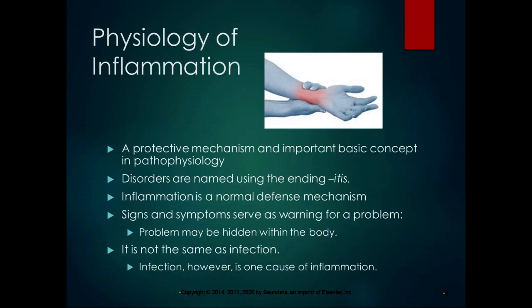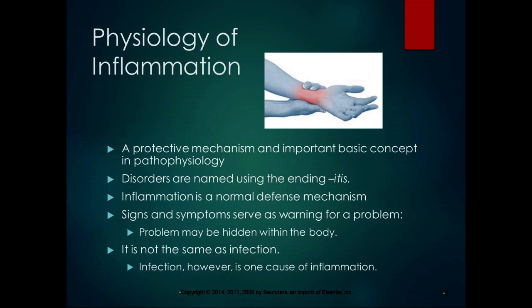Inflammation is a protective mechanism, and it's an important basic concept in pathophysiology. Any disorder that has to do with inflammation ends in -itis. So arthritis is joint inflammation. Tendinitis is tendon inflammation. Tonsillitis is tonsil inflammation. So any -itis is inflammation. And inflammation generally, especially on a local scale, is a normal defense mechanism. That is one of the things that our bodies do. That's our second line of defense, right?